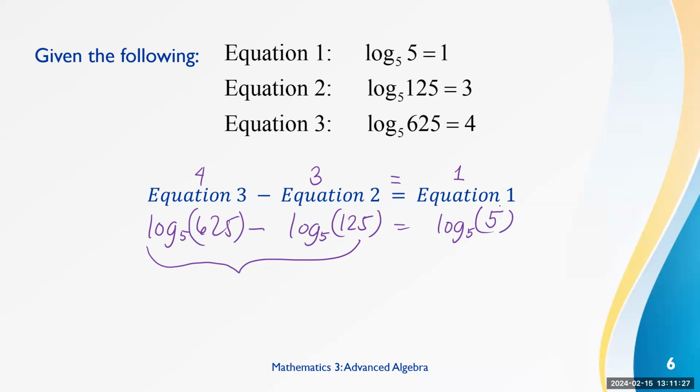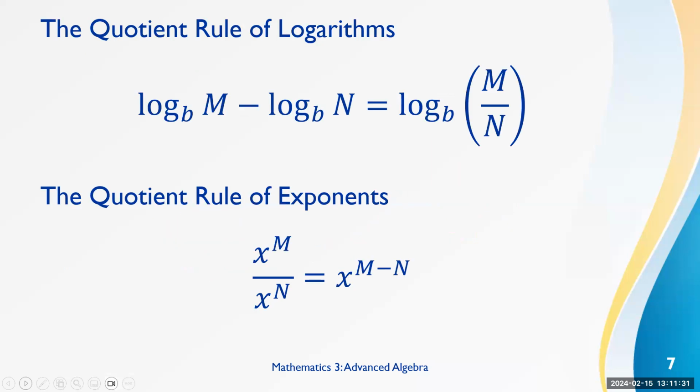Okay, so using this one as our example, we now go to the quotient rule of logarithms, which states that if we get the difference of log base b of m minus log base b of n, then the result would be log base b of the quotient of m divided by n.